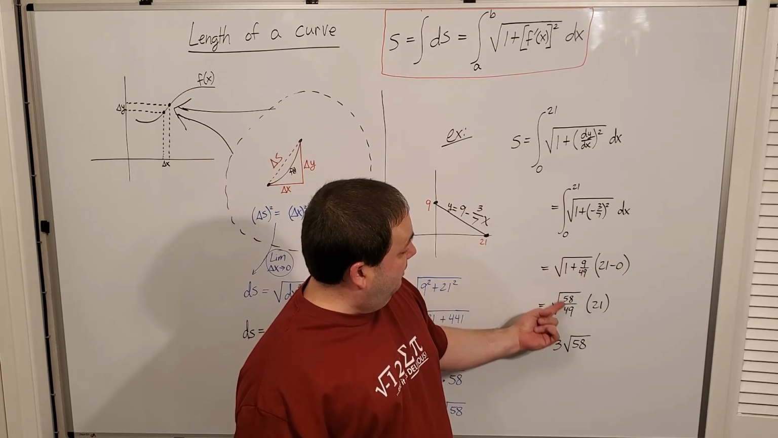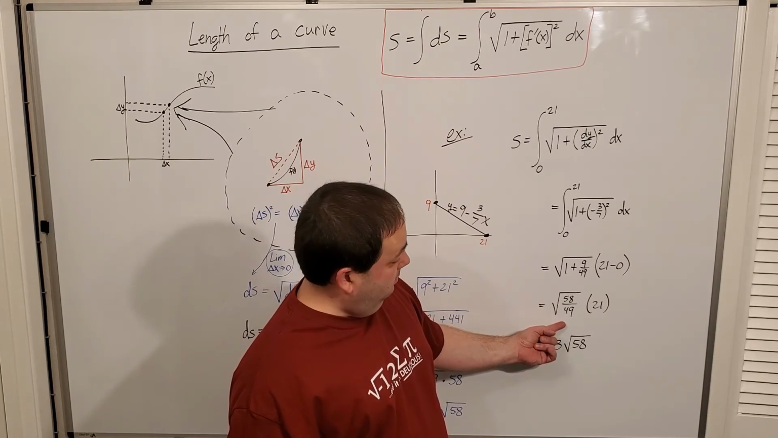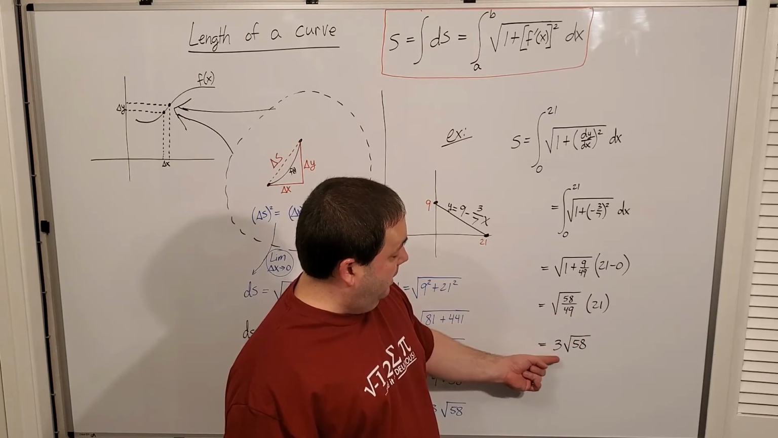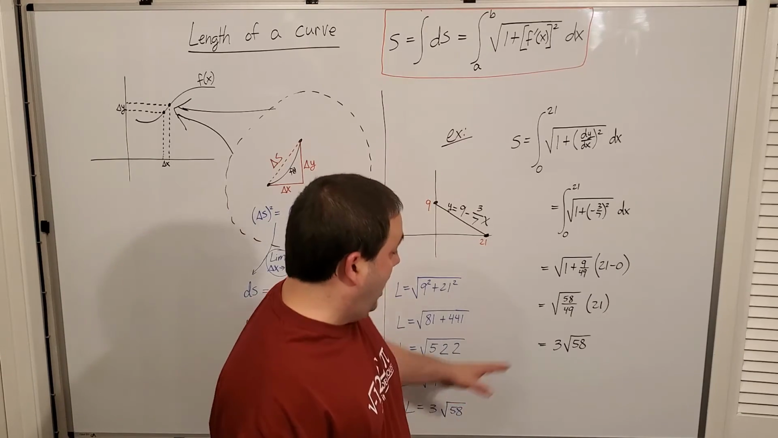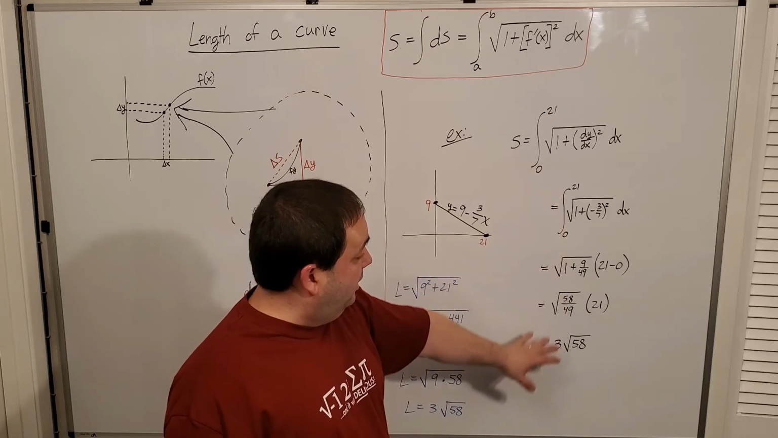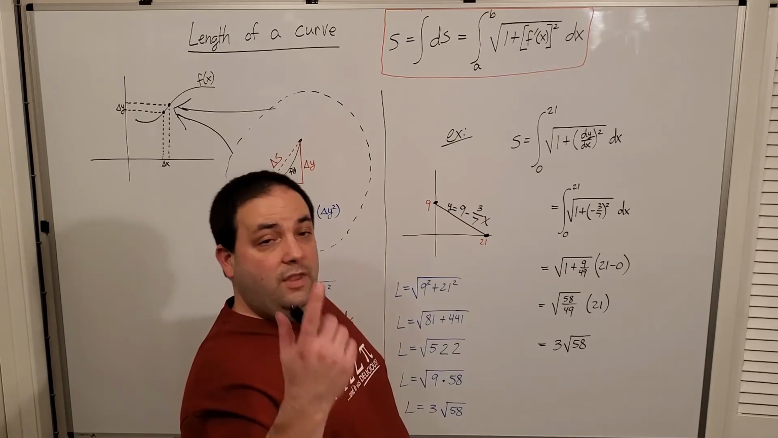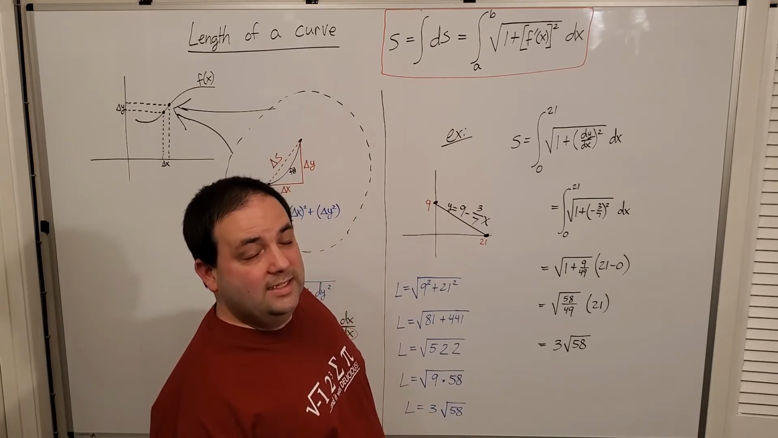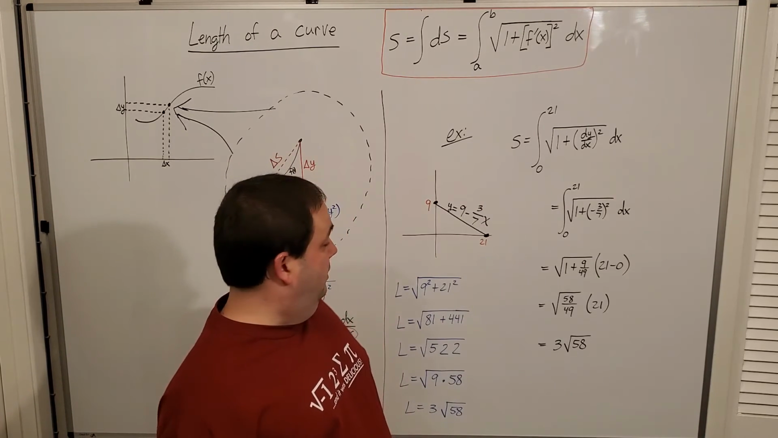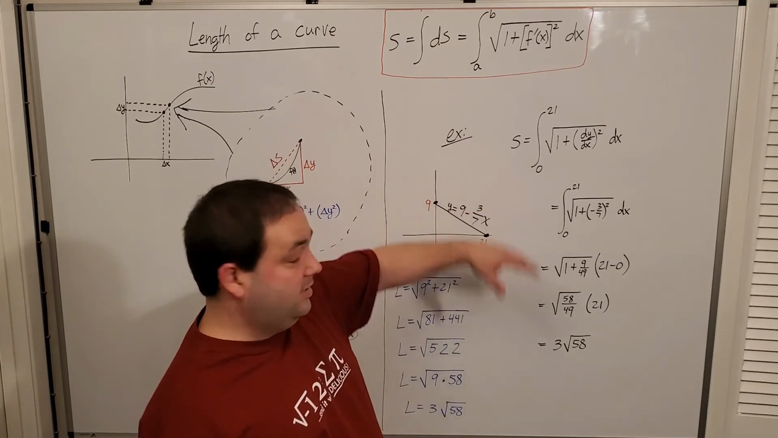Simplify the square root, you get 58 over 49. Square root of 49 is 7. 7 into 21 gives me 3. Square root of 58. Not a coincidence that these are the same, okay? This is just the calculus way of getting the length of a curve. The upside to the calculus way is that it does not have to be linear. Pythagorean, of course, would have to be linear, okay? I'm just showing you an example here.